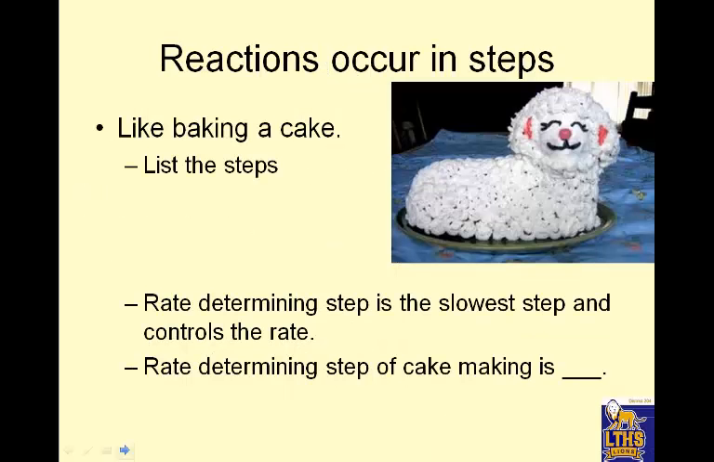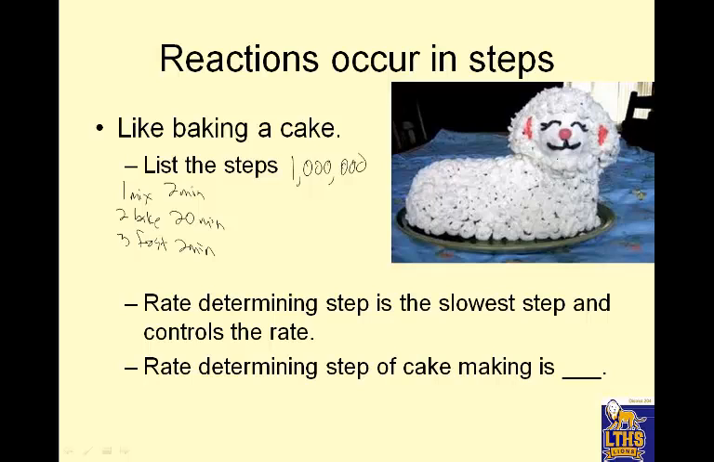Reactions occur in steps, like baking a cake. Step 1, mix it. Step 2, bake it. Step 3, frost it. Now mixing it, let's say that takes about 2 minutes. Baking it, let's say it takes 20 minutes. And let's say frosting it takes 2 minutes. And let's say I have to make 1,000,000 cakes. Beep, beep, beep. I'm hungry already.